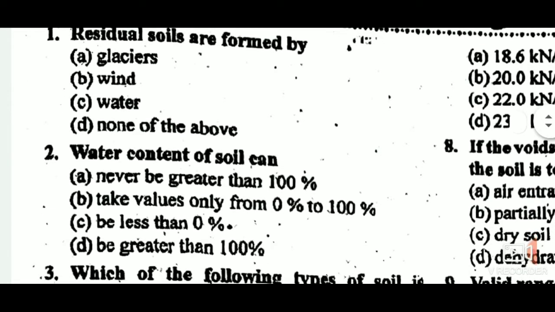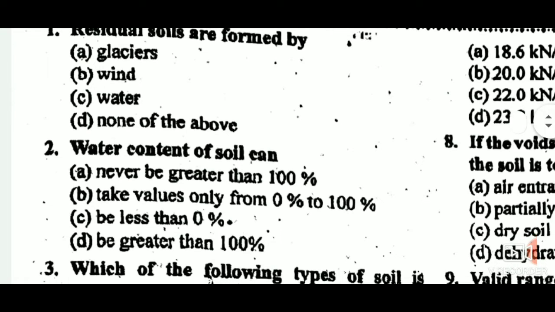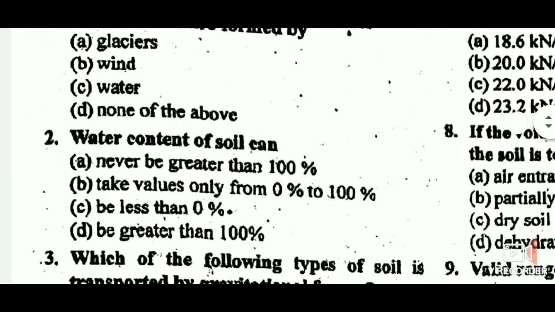Next question: water content of soil can. Option A never be greater than 100%. Option B take values only from 0 to 100%. Option C be less than 100%, 0%, and option D be greater than 100%. Here water content of soil can be greater than 100%.